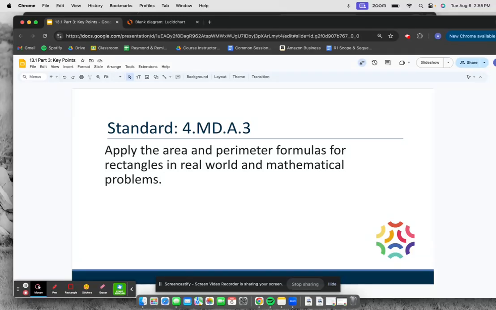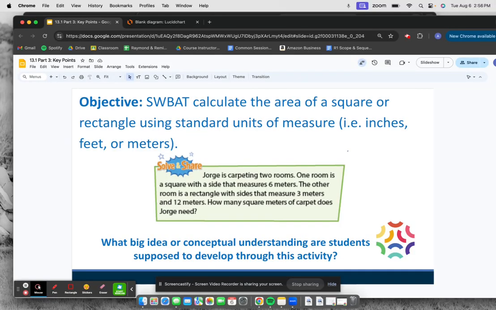Take a moment to read it. And the objective is here. We're going to calculate the area of a square or rectangle using standard units of measure. And then we also have an example problem. We've got Jorge carpeting 2 rooms. One is square with a side that measures 6 meters. The other room is a rectangle with sides that measure 3 meters and 12 meters. And we need to figure out how many square meters of carpet Jorge needs.